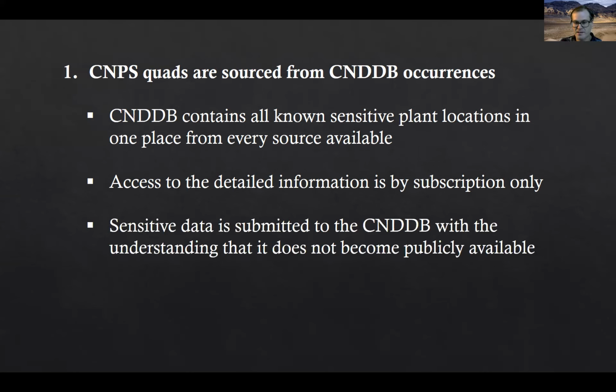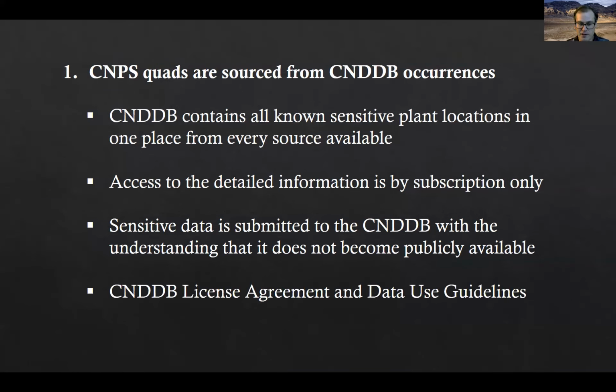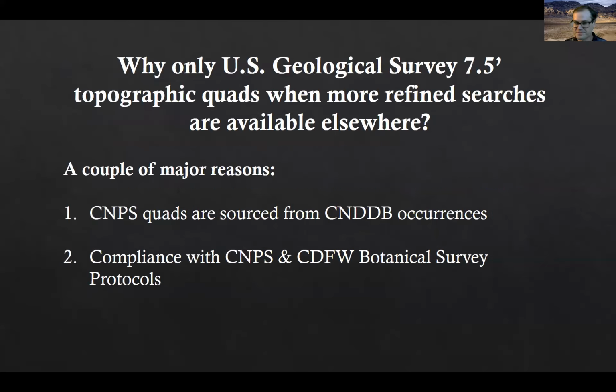And sensitive data is also submitted to CNDB by some people with the understanding that it is not something that's publicly available. So locations of plants on private properties and sensitive locations that they don't want to disclose publicly, they'll still provide to the CNDB, and that's why we don't provide that information publicly in the inventory. And we also have to conform to the license agreement and data use guidelines from the Natural Diversity Database, which would definitely not allow us to provide public information about their detailed plant locations.